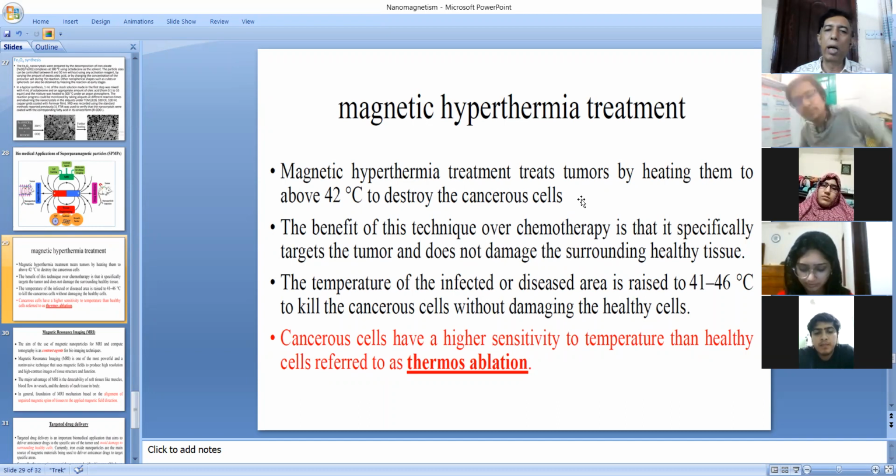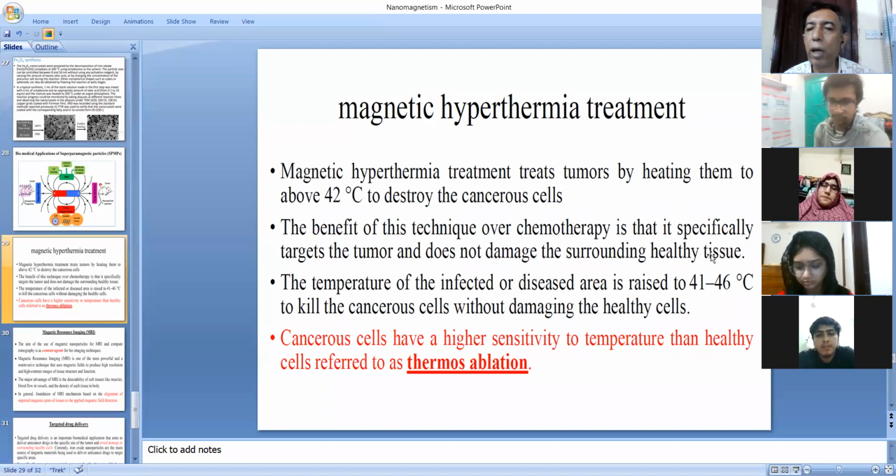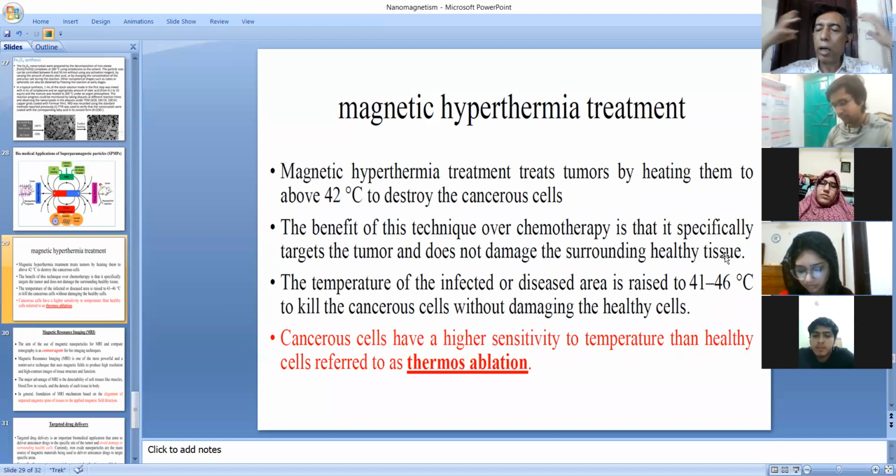The benefit of this technique over chemotherapy is that it specifically targets the tumors and does not damage the surrounding healthy tissue. What chemotherapy does, if anybody does chemotherapy, you see that first they lose their hair.